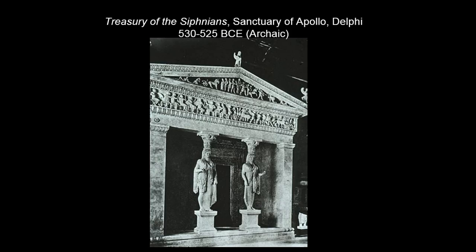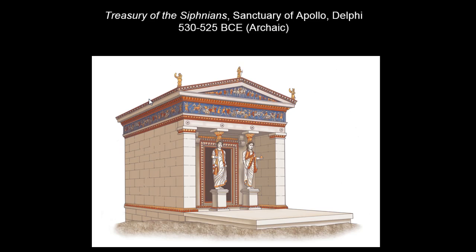The Siphnian treasury at the Delphi sanctuary displays a carved frieze with scenes from the epic mythological battle of the gods and the Titans. In this illustration of the treasury, you can see that these structures would have at one time been brightly painted. This is sometimes difficult to remember, as we often aesthetically appreciate the clean lines and beautiful surface luster of stone like marble. The illustration also displays another architecture feature, the caryatid.